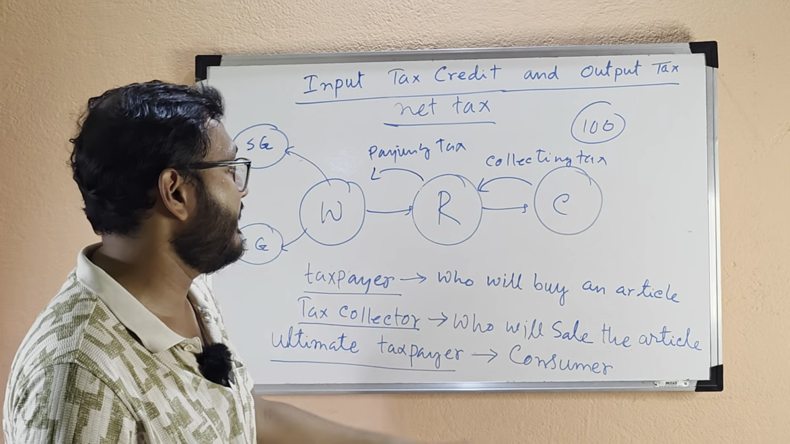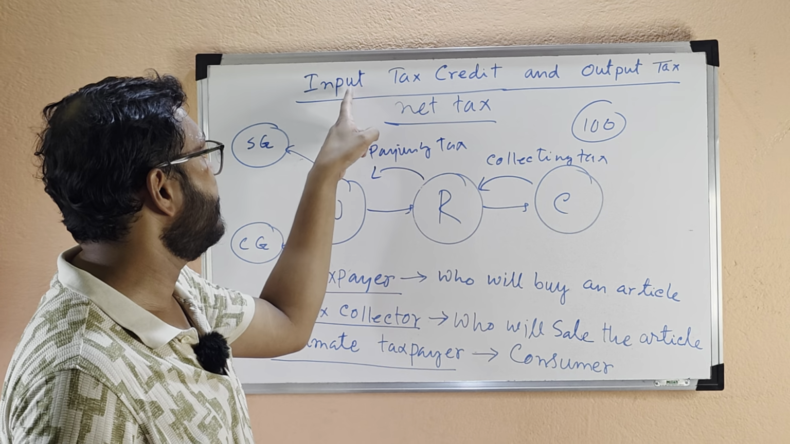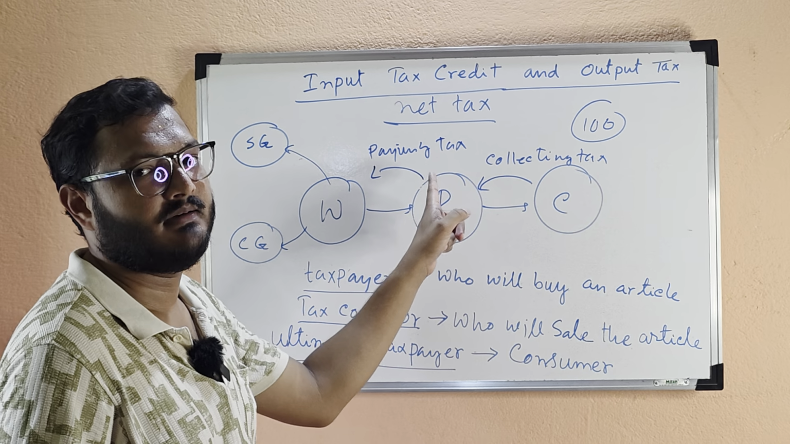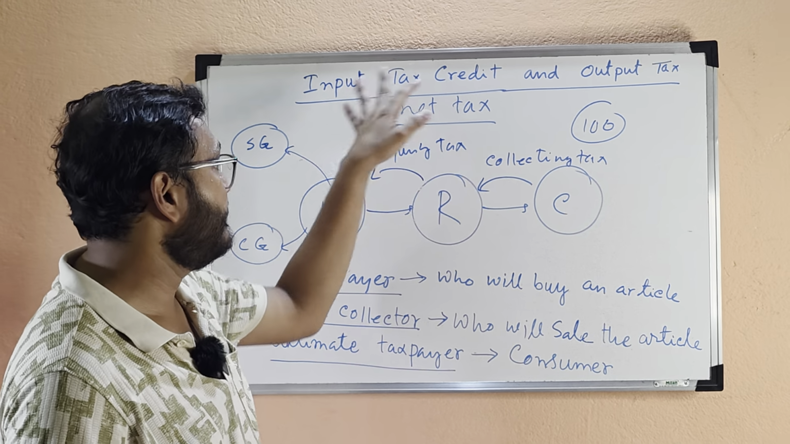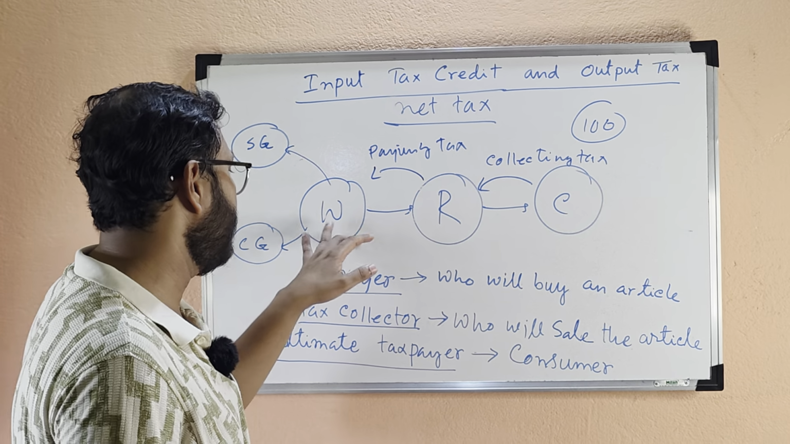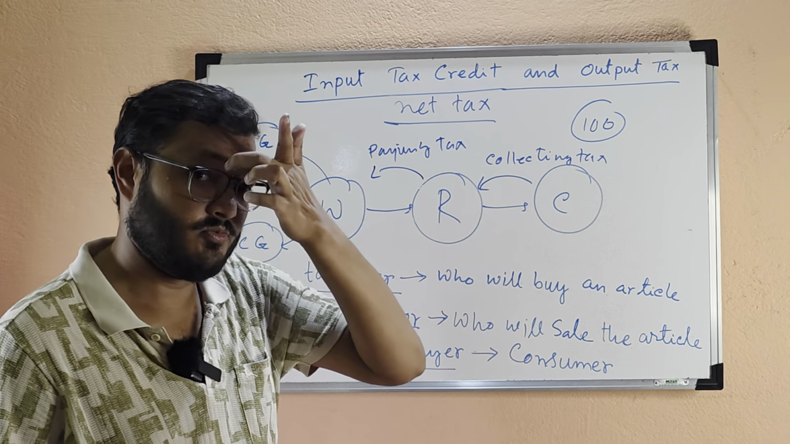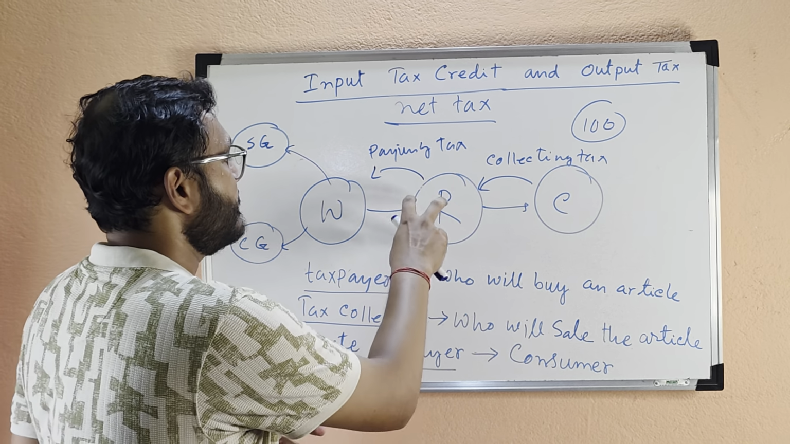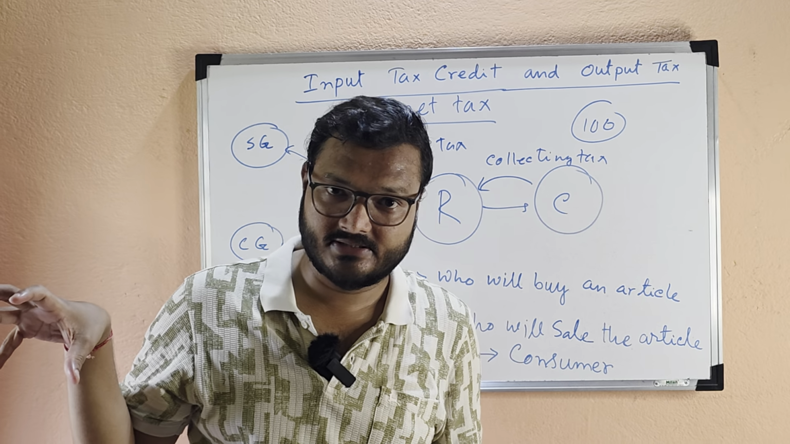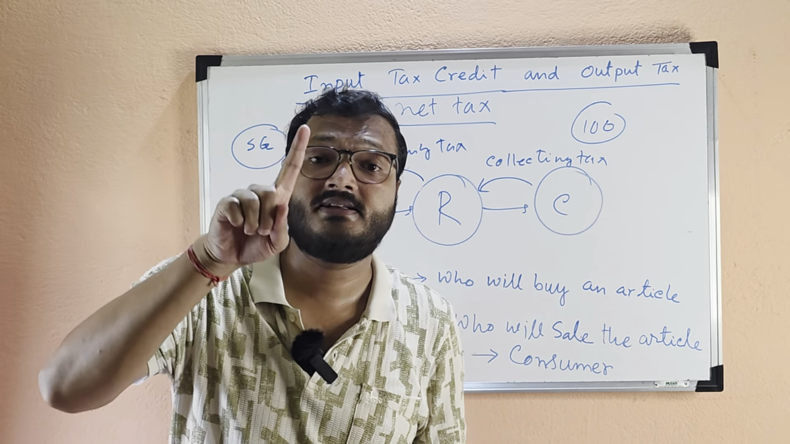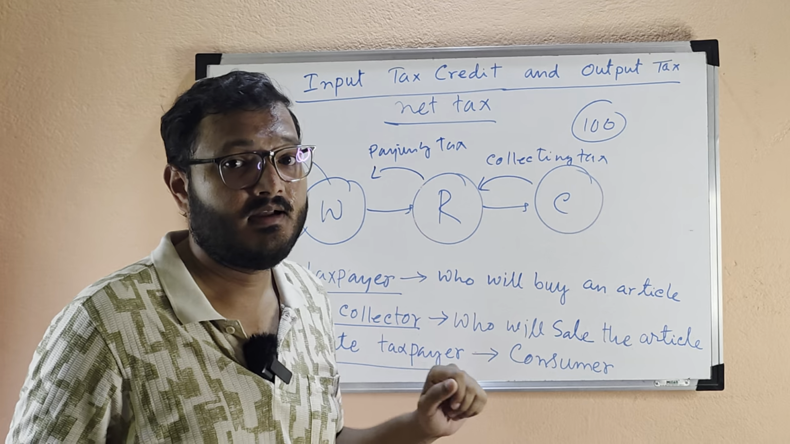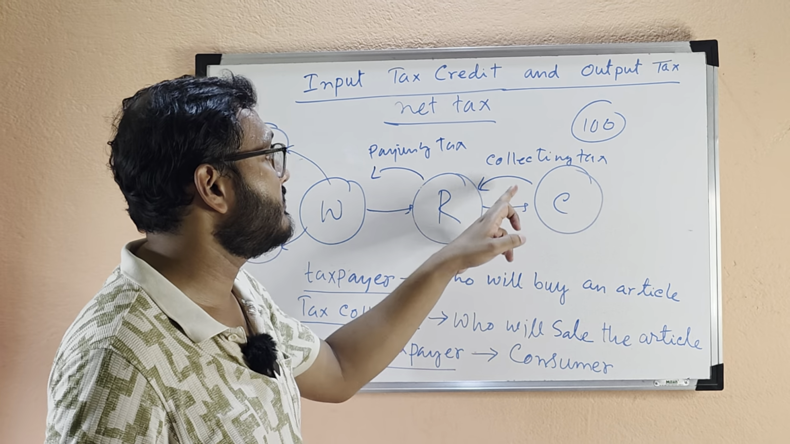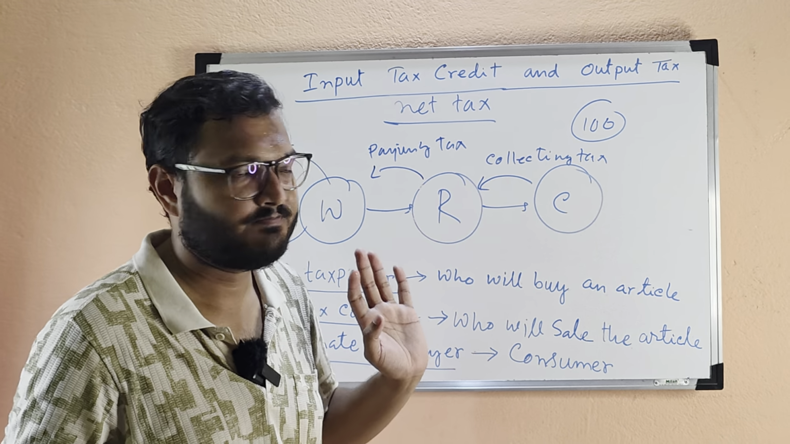So the first and foremost thing is that these two terms, input tax credit and output tax, both go with the middleman, the retailer. They have no connection with the wholesaler and the consumer. When the retailer purchased the thing, he paid some GST, that is input tax credit. And when he collected GST from the consumer, that is called output tax.